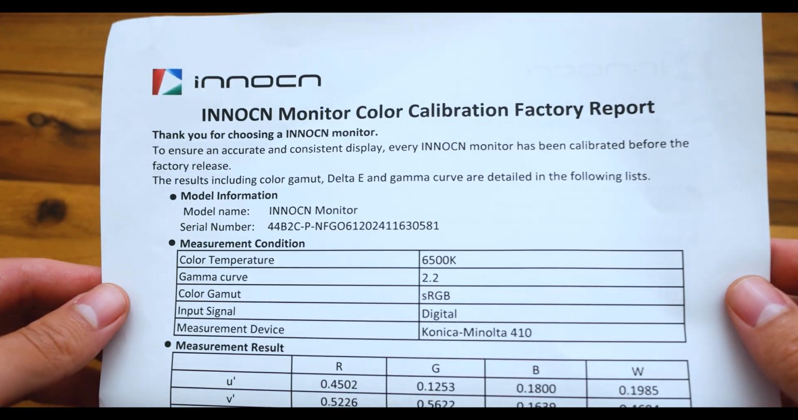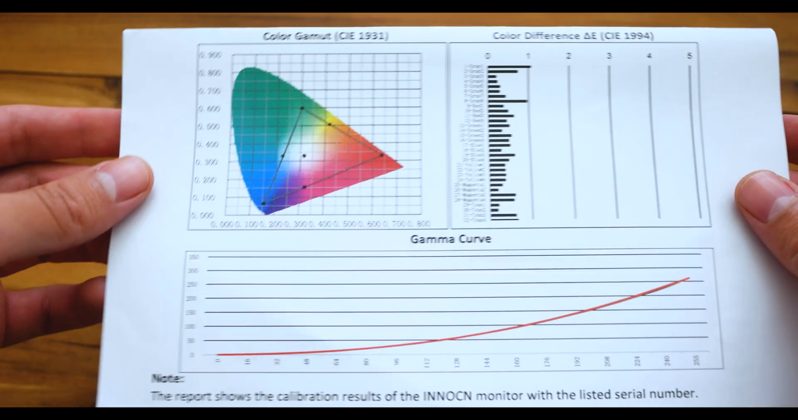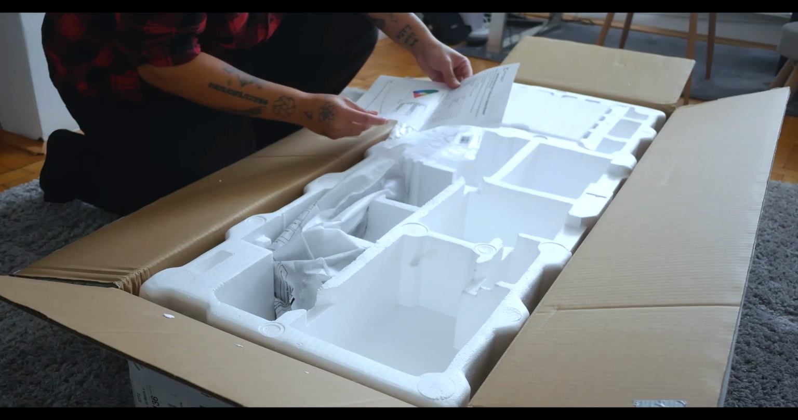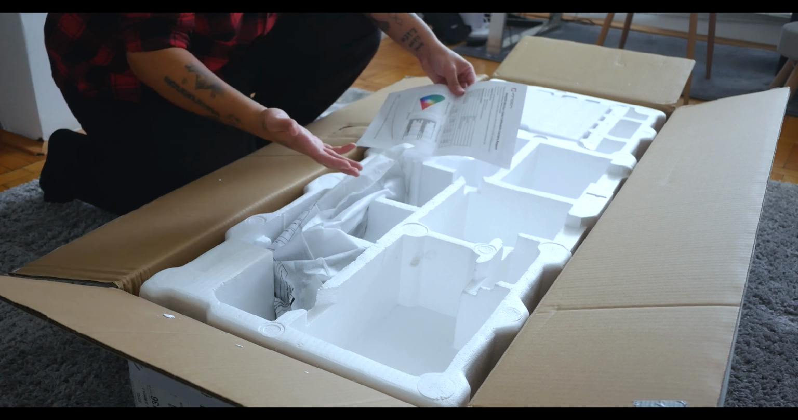Basically, it's all kinds of data, which measures the color temperature, the gamma curve. If you're interested in all kinds of data, you should check out this paper because it will offer you the necessary specs, which relate straight to the monitor.